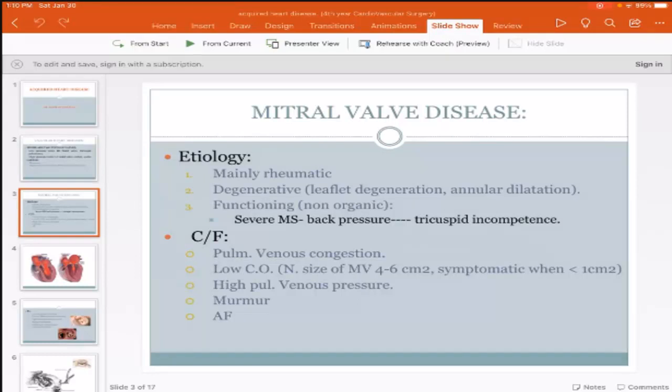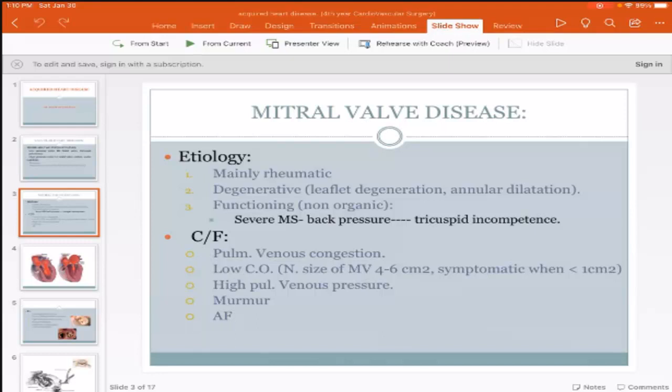Second, we have degenerative leaflet degeneration, or annular dilatation, or sometimes functional mitral valve regurgitation due to non-organic causes. With severe mitral valve stenosis, what will happen? It leads to back pressure on the pulmonary veins, affecting the pulmonary circulation, and in turn it affects the tricuspid valve. It creates what we call functional tricuspid regurgitation or incompetence.